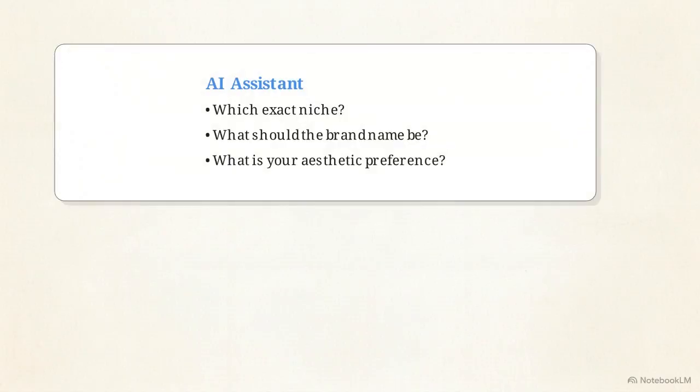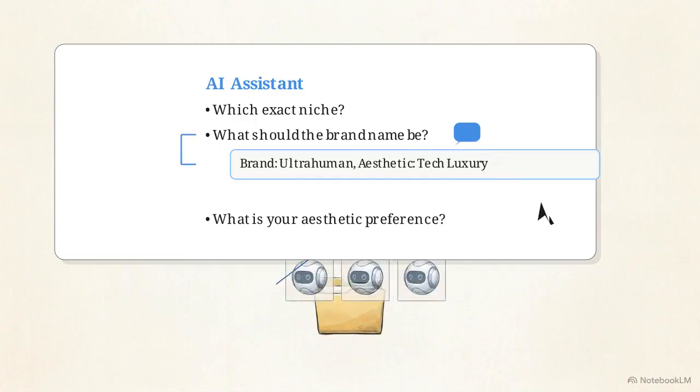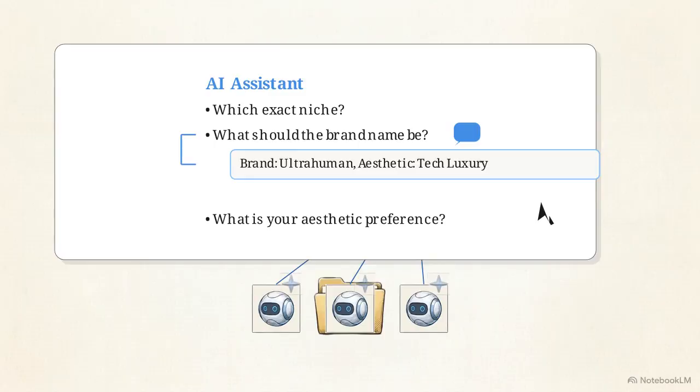Instead of typing a new prompt, hover over the AI's question and click the comment icon. This allows you to answer the system's questions directly in line. Using this inline feature maintains the context of the conversation. It keeps the subagents focused on the specific brand details without losing track of the original goal.